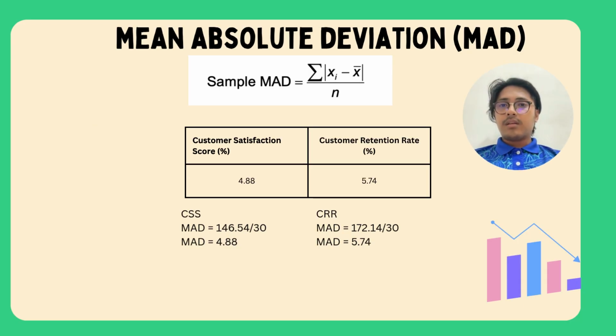The MAD represents the average of the absolute differences between each observation and the mean. In this case, the customer satisfaction score has a MAD of 4.88, while the customer retention rate has a MAD of 5.74. This indicates that the customer retention rate is less consistent, or more variable, than the customer satisfaction score, as a higher MAD value reflects greater inconsistency.